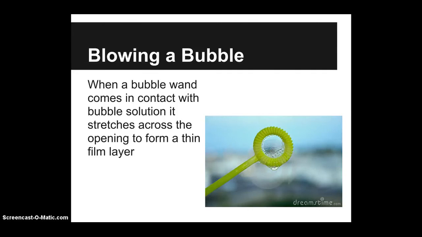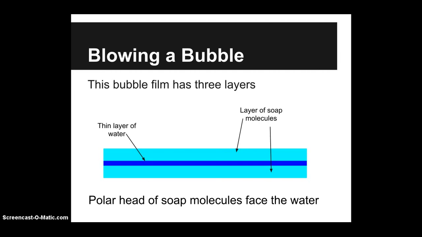So I'm going to be talking about how blowing a bubble relates to fluid mechanics. When you blow a bubble, the bubble wand comes in contact with the bubble solution, and that solution stretches out over the opening of the bubble wand to form a thin film layer. This bubble film has three layers in it. There is a thin layer of water in the center, surrounded by two layers of soap molecules. And the polar heads of the soap molecules are facing in towards the water, and that's what holds it all together.